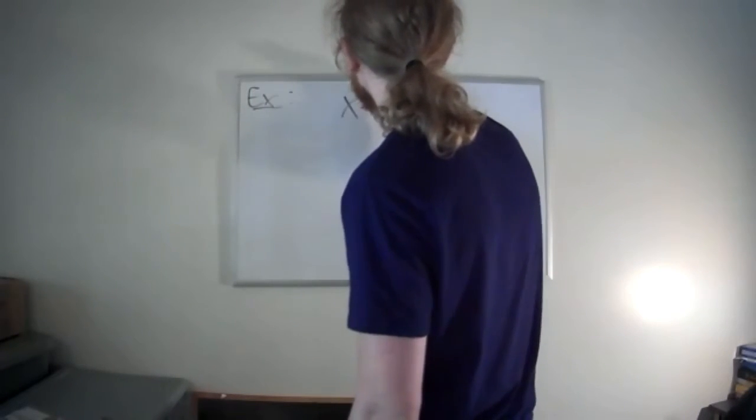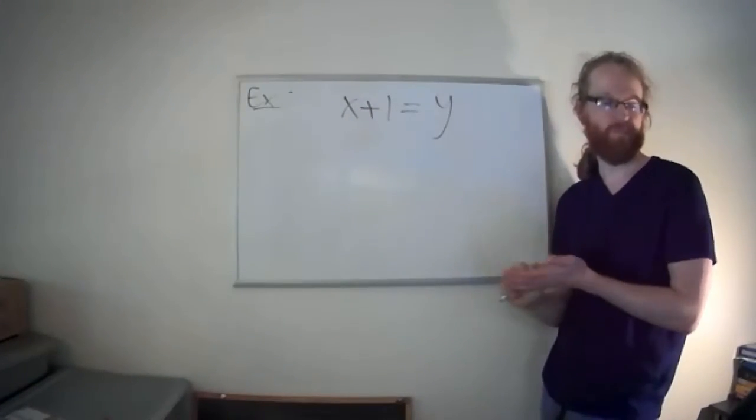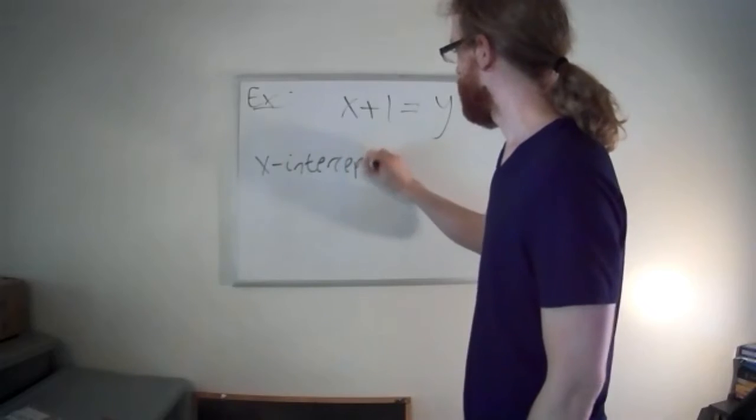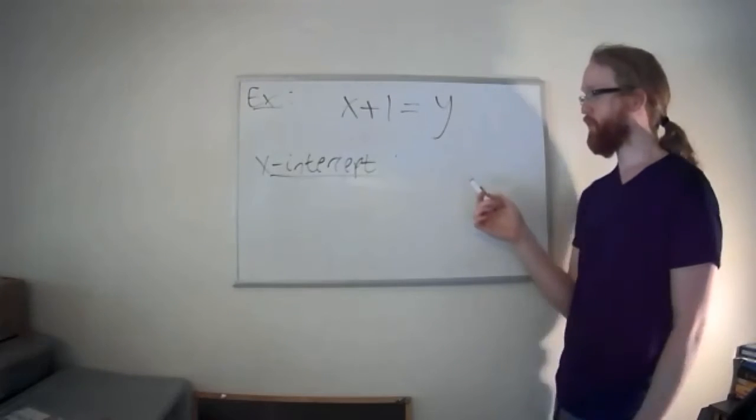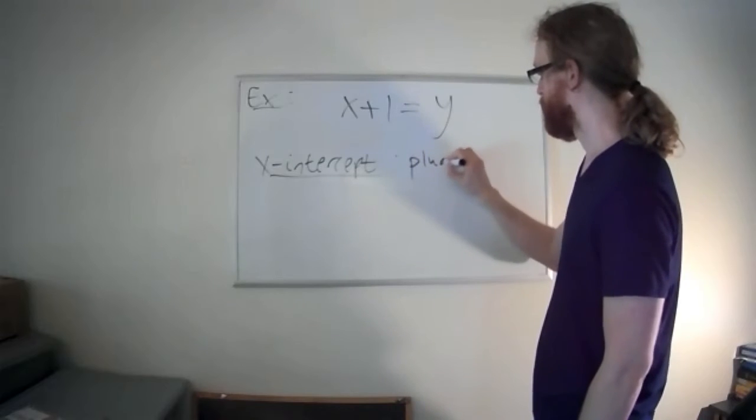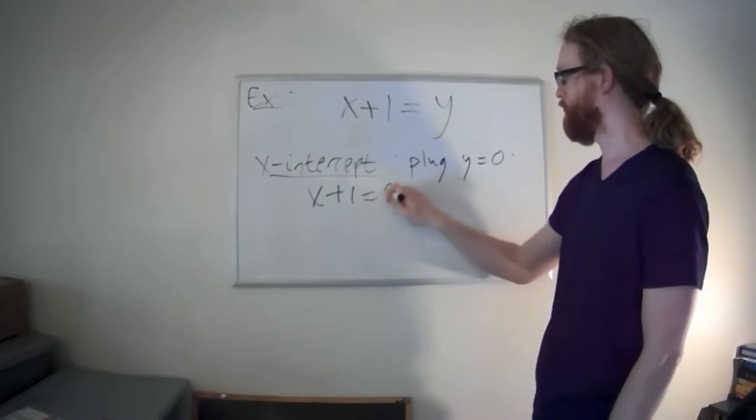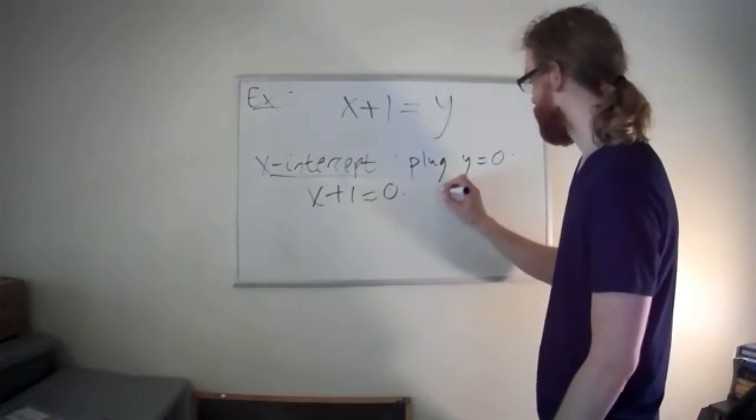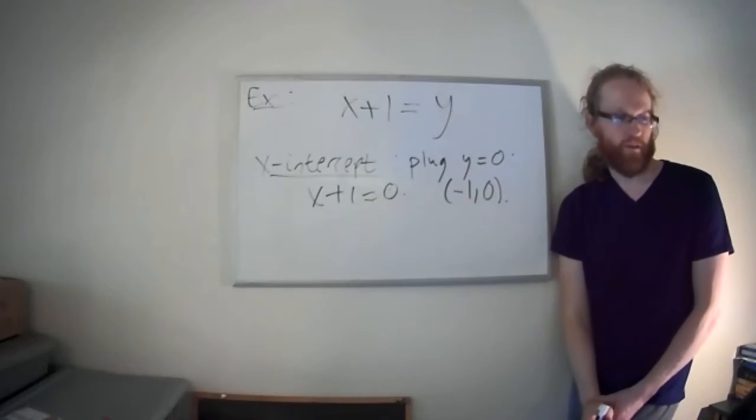Let's see a quick example. We had that one line earlier, y equals x plus 1. Let's say I wanted to find the x-intercept of this. What do I need to do? The x-intercept, again, is where the y-coordinate is equal to 0. So I just need to plug in y equals 0 and then solve. That gives me x plus 1 equals 0. Well, we already solved this equation, so I know that x has to be negative 1. So the x-intercept is negative 1 comma 0.